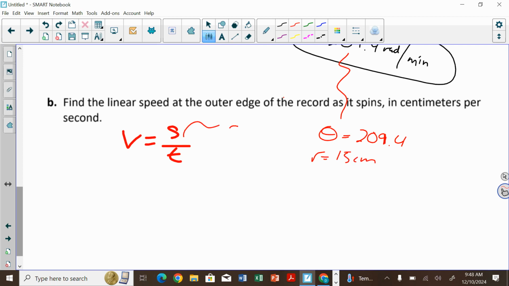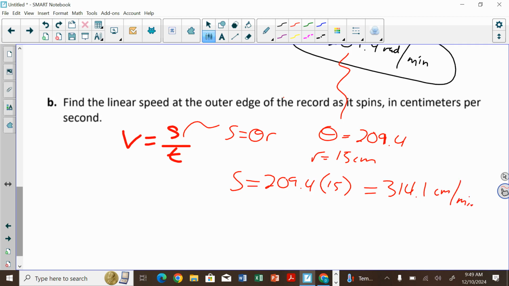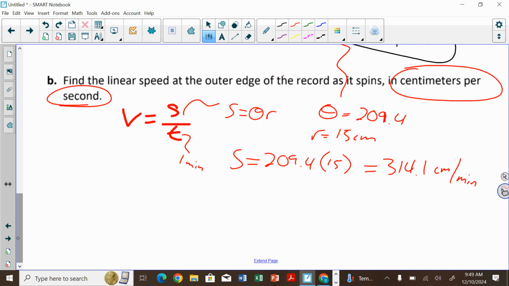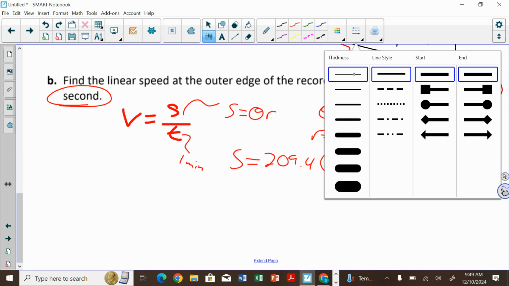And remembering that S equals theta times R, I can just go ahead and say that this is 209.4 times 15, which gives me about 314.1 centimeters per minute, okay? Which is pretty good because my time I know was in minutes. But they want us in centimeters per second. So again, I'm going to use dimensional analysis on this. It's a really easy one. It's really short.